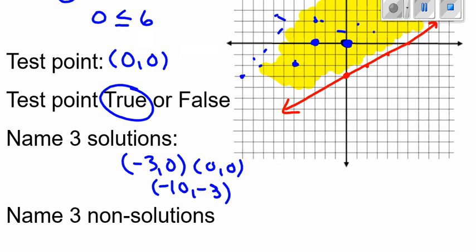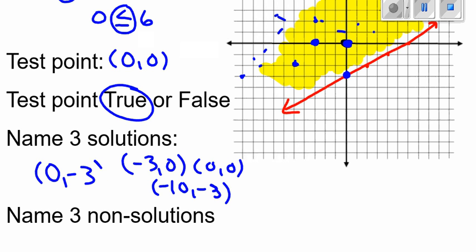Okay, next part of the problem. Let's pick one that's on the line too, because I have the less than or equal to symbol, so I can pick one that is actually on the line. I'm going to pick the y-intercept. At the y-intercept, x is 0, y is negative 3.